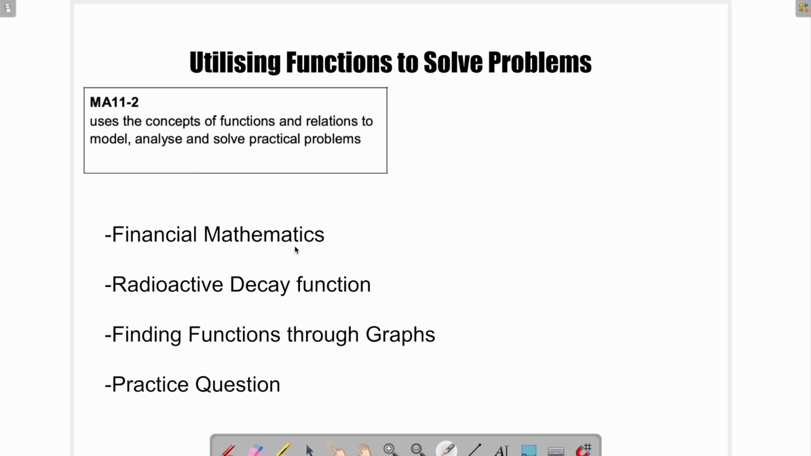So we'll be going through this, and pretty much what we'll be doing today is going through these four topics here: financial mathematics, radioactive decay function, finding functions through graphs, and finally a practice question which utilizes all aspects from the previous three questions. First we'll be given functions and then we'll be dissecting them, rearranging them into the way which the question is asking us. That will most probably be seen within here and here. Finding functions through graphs, we will be given graphs and therefore find the corresponding function, and the practice question will incorporate all three. So let's get straight into it.